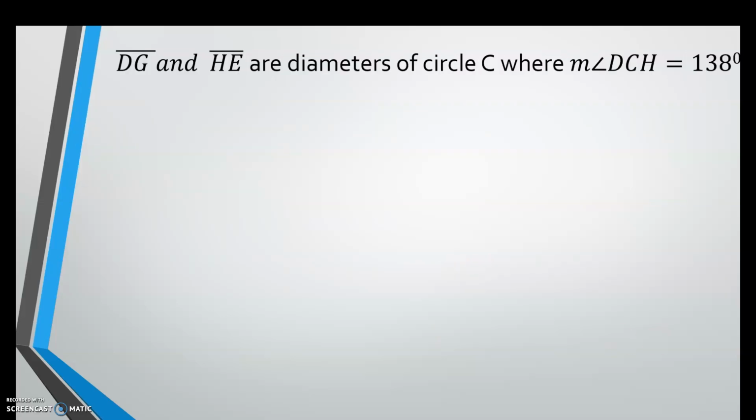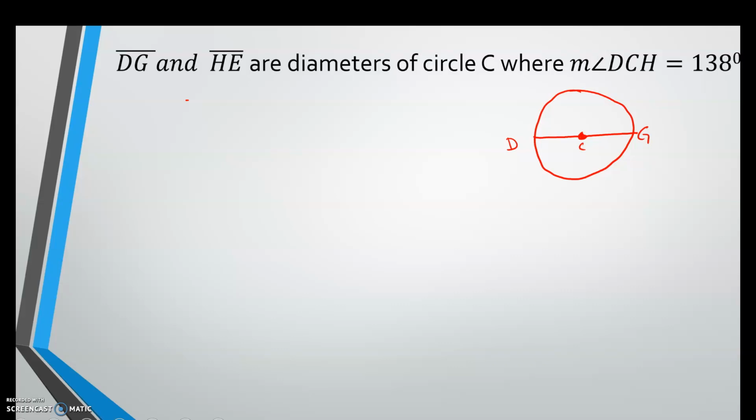This one, I have to draw my own picture. They're only telling me that segments DG and HE are diameters of my circle centered at C. So how can I draw this? I'm just going to have a circle here. Actually, I'm going to put my circle over on this side. So I have a circle, and I know I have a center of C. A diameter of DG, it doesn't really matter where I put my D and G, it's going to go straight through. So I have D and G going straight through the center of my circle.